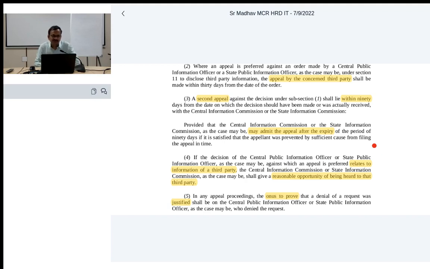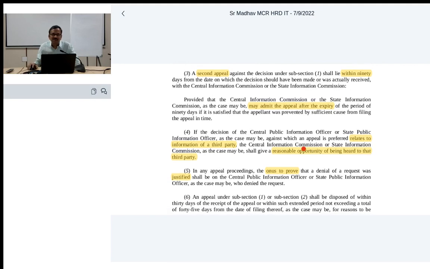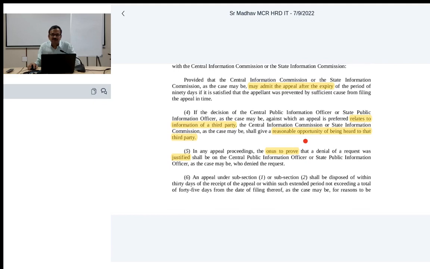Section 19.4 says that whenever the commission or first appellate authority is disposing of an appeal where the information relates to a third party, the third party should be given an opportunity. They should be invited for a hearing, or invited to submit their arguments. This is a mandatory requirement, often forgotten by first appellate authorities, and sometimes even by commissions. The most important thing is that the third party should be invited for the hearing or for submission of their arguments.